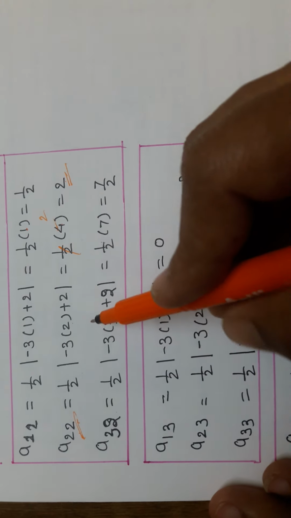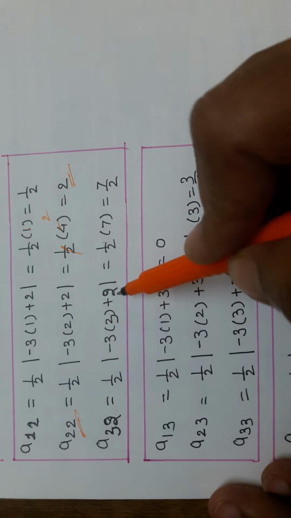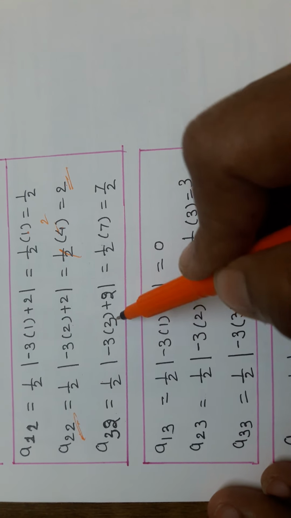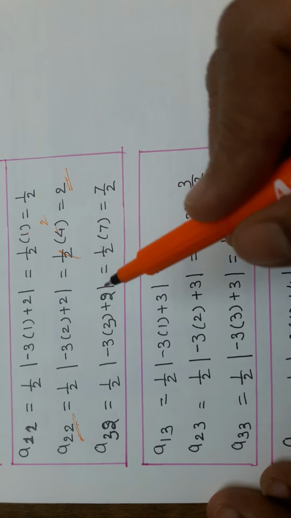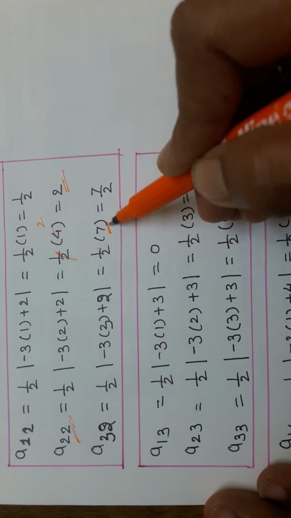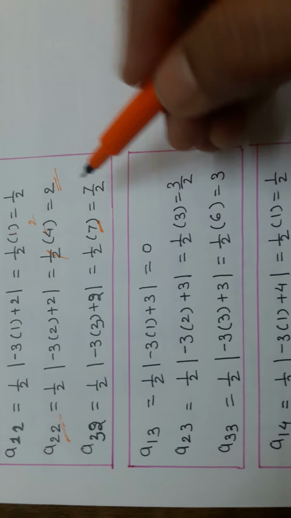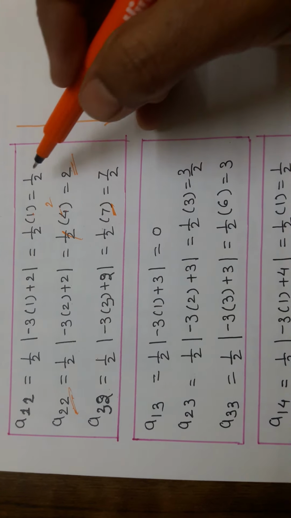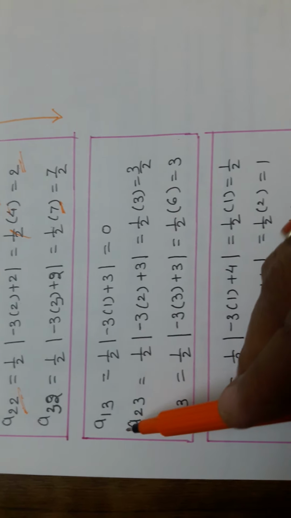A32, here we have to substitute i is equal to 3 and j is equal to 2. 1 by 2 into mod of minus 3 3s are 9 plus 2 means minus 7. Mod of minus 7 is 7. 1 by 2 into 7 means 7 by 2. Then this is our second column: 1 by 2, 2, 7 by 2.